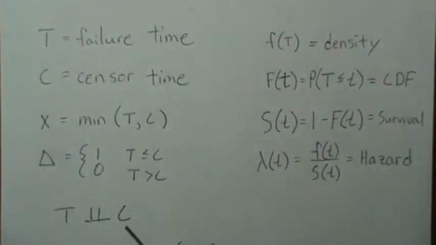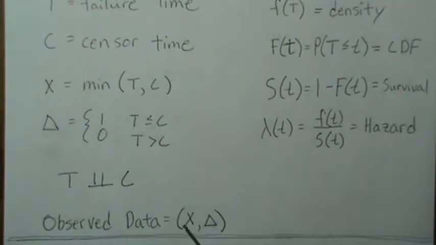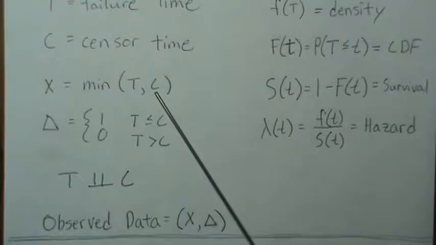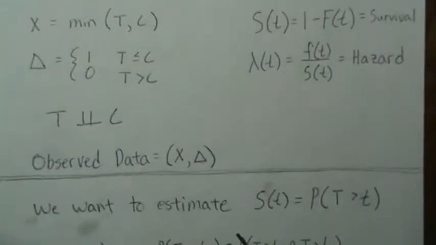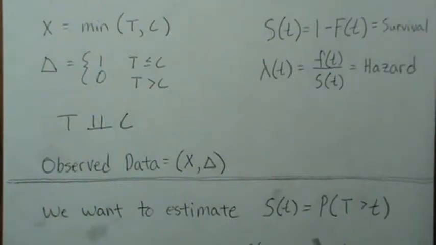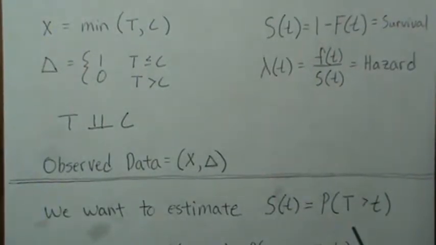The failure time and censor times are independent, and that's pretty important for making inferences. So our observed data is the X, so we know whether it's an event or it's censored, and then this delta is a 1 or 0 depending upon whether it's an event or not. So very, very briefly, since this is going to be sort of a long video, 5 pages, the Kaplan-Meier estimate, we want to estimate the survival function, which is the probability of being greater than T.